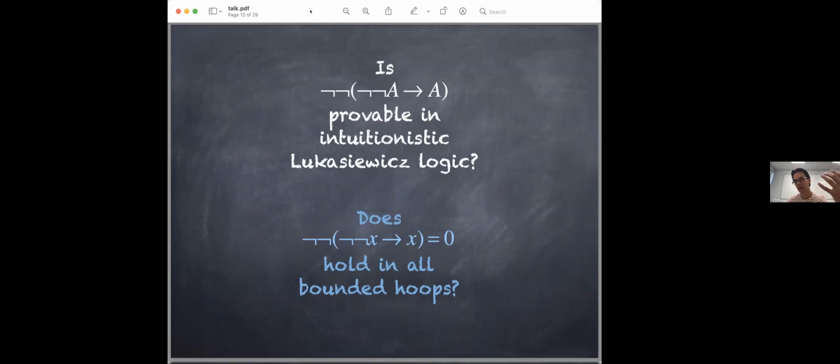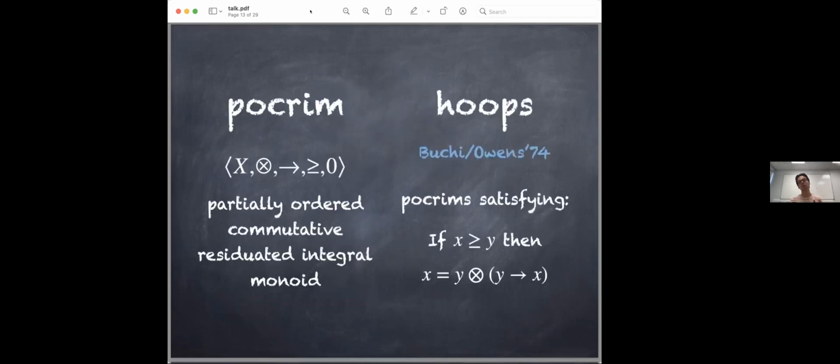So we turned that conjecture into an equation, and then we looked for a proof in the class of bounded hoops, which are sound and complete for intuitionistic Łukasiewicz logic. If you haven't heard of bounded hoops before, these are simply residuated monoids: a monoid structure with an implication or subtraction, if you can think about this, with an ordering.